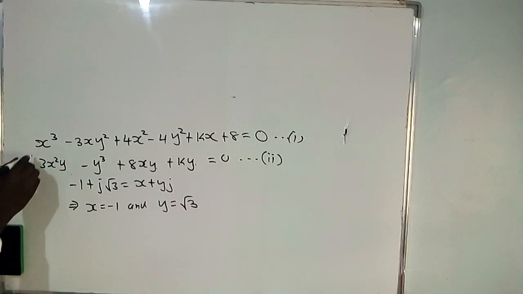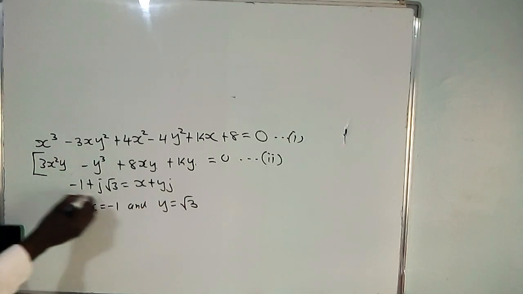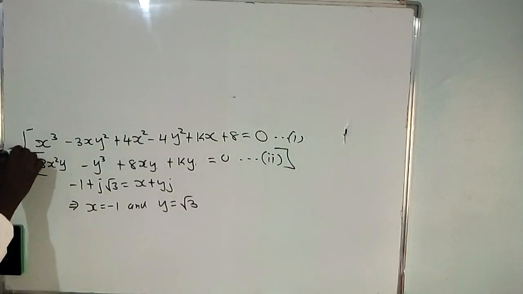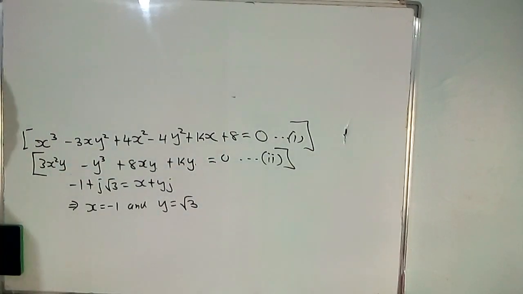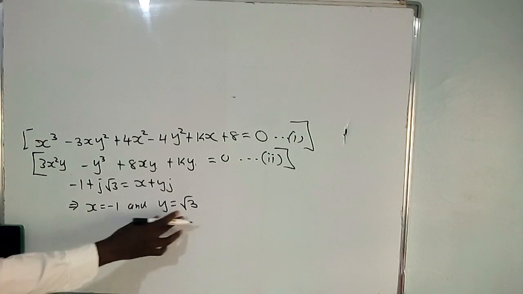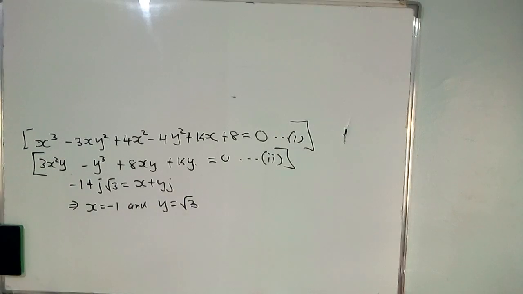So you can put the value of x and y in any of the two equations to get the value of k, isn't it? Are you seeing that? Are we together? Meaning where there is x, you put negative 1, where there is y, you put root 3 for you to get the value of the unknown, isn't it? Are we together? So start.